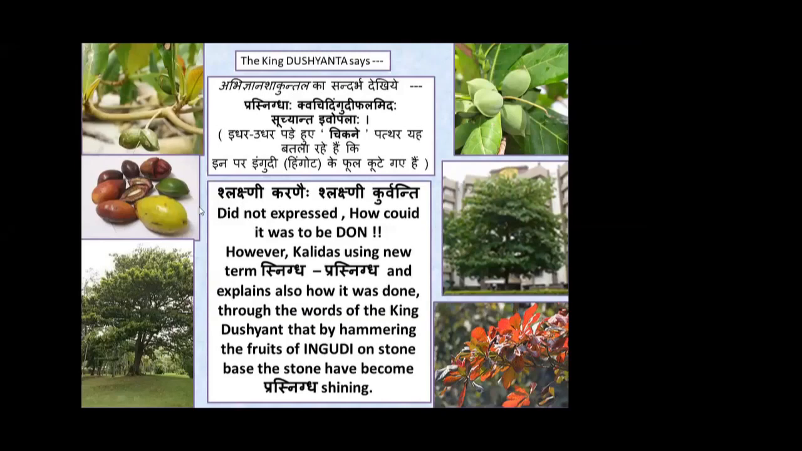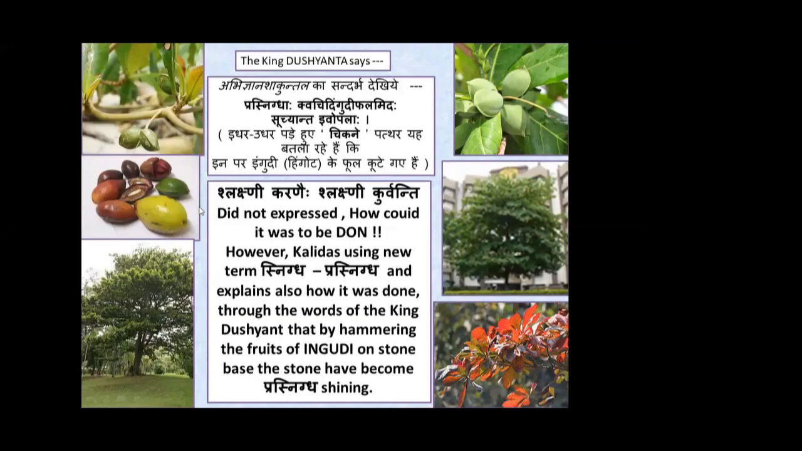So a king is saying, written by Kalidas, no doubt, and Kalidas is also knowing the thing. And he mentions that in earlier period also it was done so. That's why he is referring. So he refers to the upala, that is the stone, and it is very snigdha. It is very smooth. And if it is smooth, it is shiny. And how is it done? It is done with the use of the fruits of ingudi.